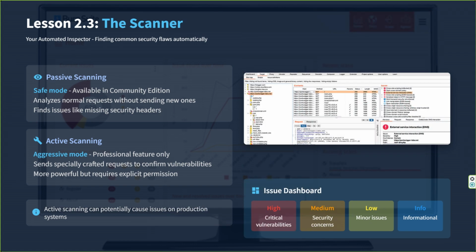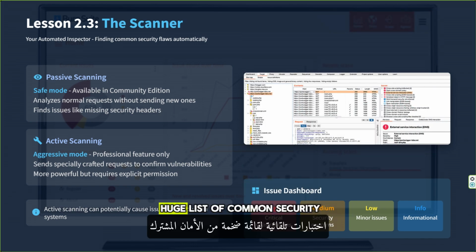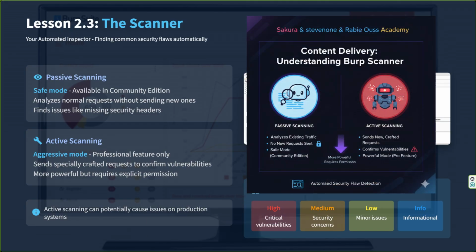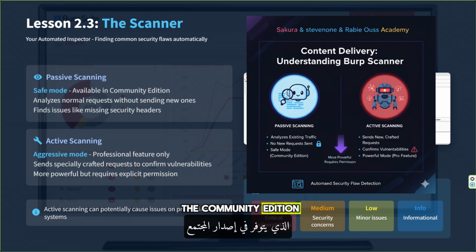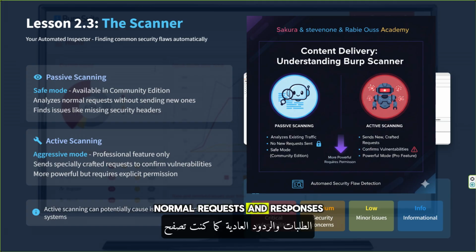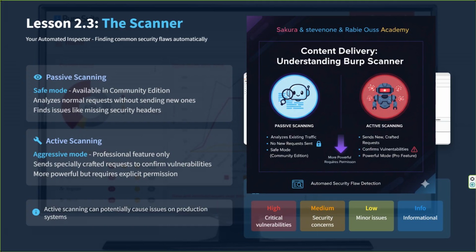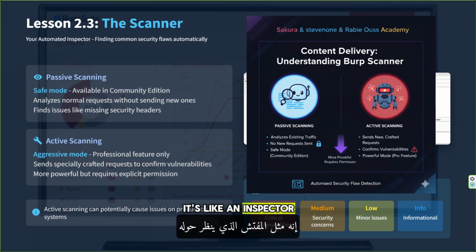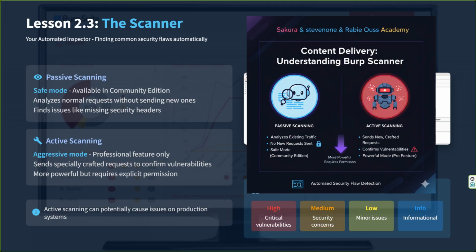Burp Scanner automatically tests for a huge list of common security flaws. Passive scanning, which is available in the Community Edition, is the safe mode. Burp passively analyzes normal requests and responses as you browse, without sending new or dangerous requests. It's like an inspector who just looks around.